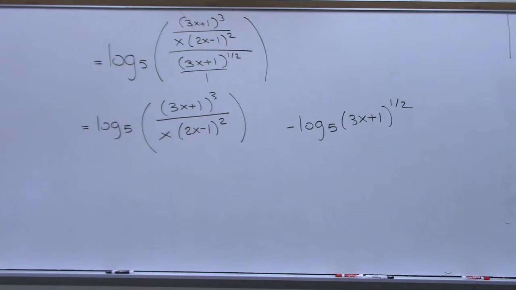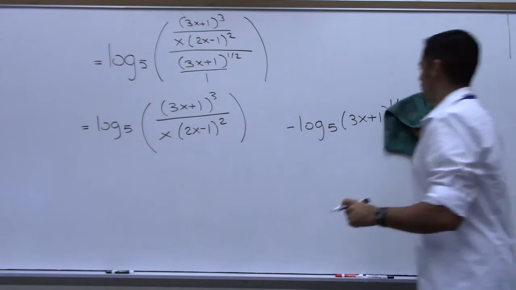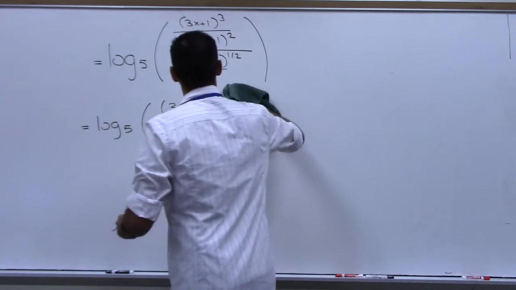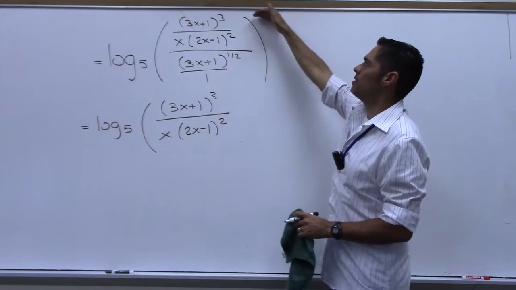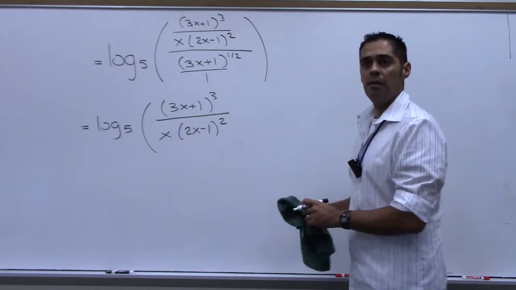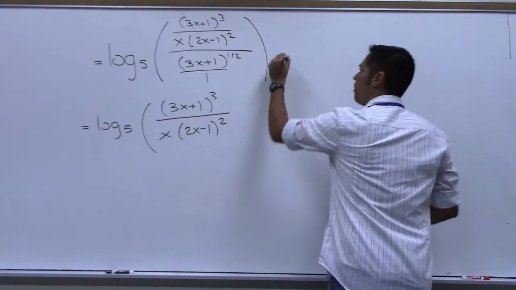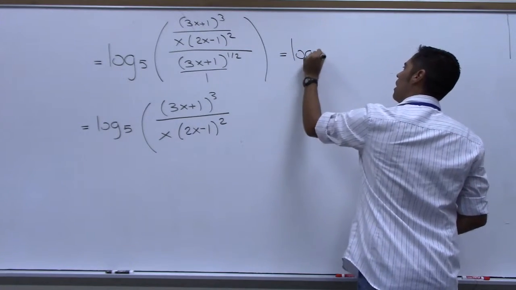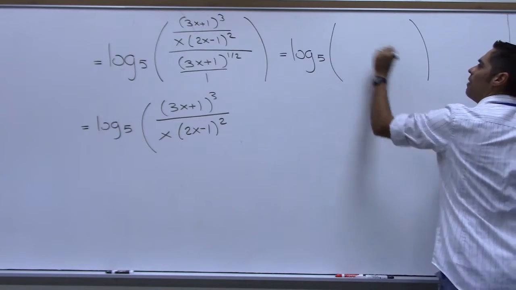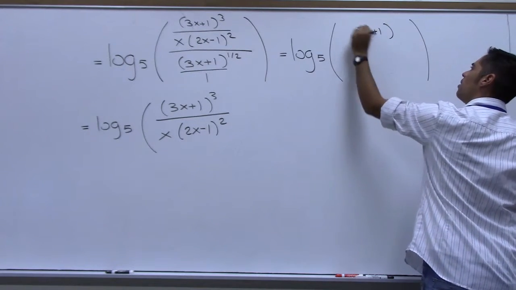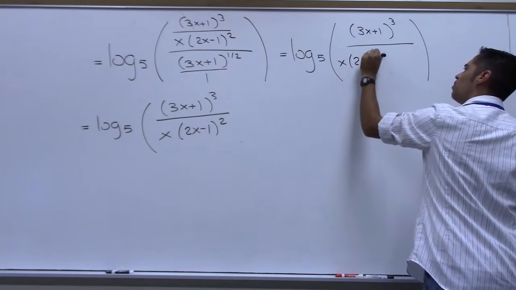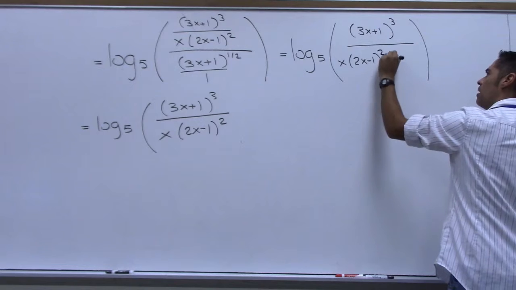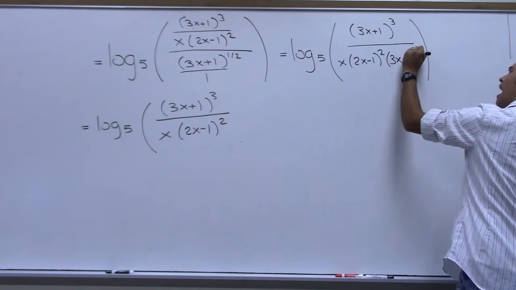So can I do that fraction over a fraction again and flip it? Which becomes, what, when I flip this, where does this (3x plus 1) to the half appear? On the top or the bottom? On the bottom, right? So I'm going to rewrite that whole thing to be log base 5. I've got the (3x plus 1) to the third over, I had the x down there, the (2x minus 1) squared, but then this guy just joined it, (3x plus 1) to the half.